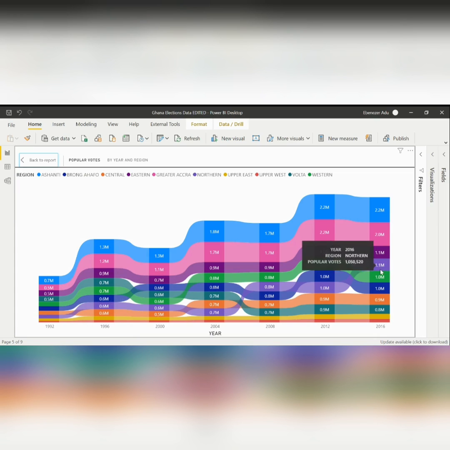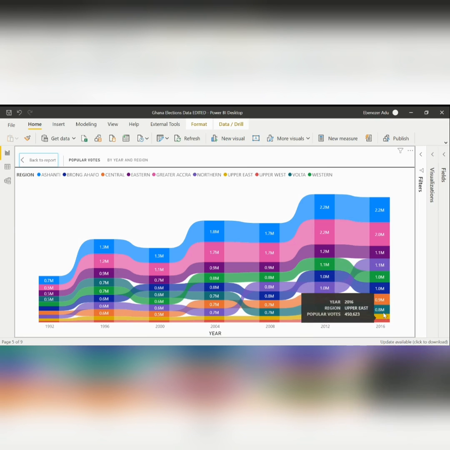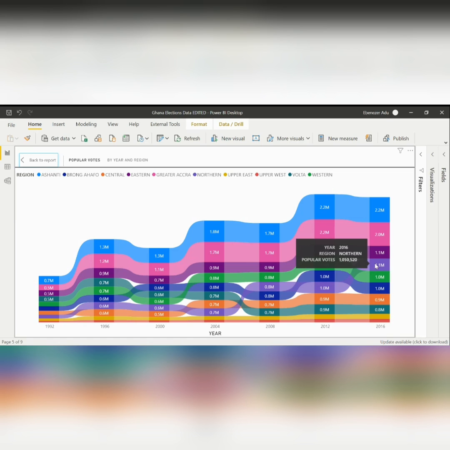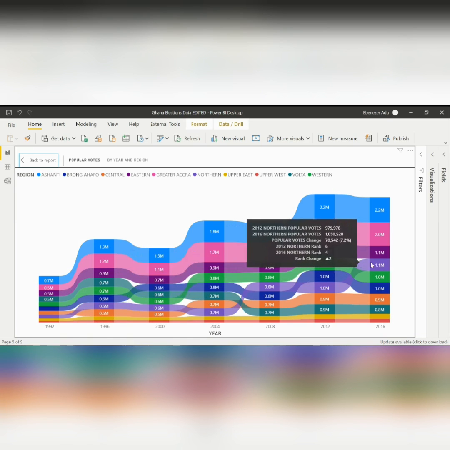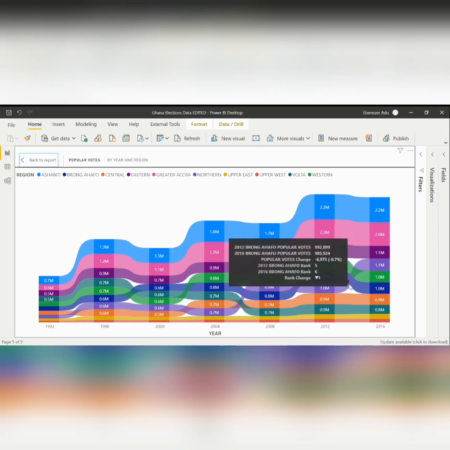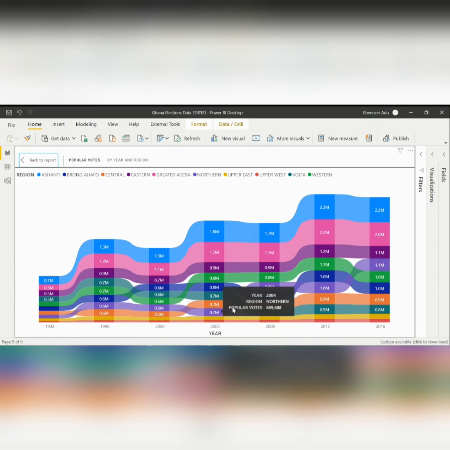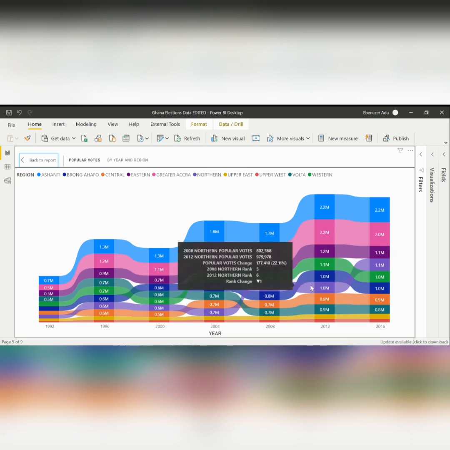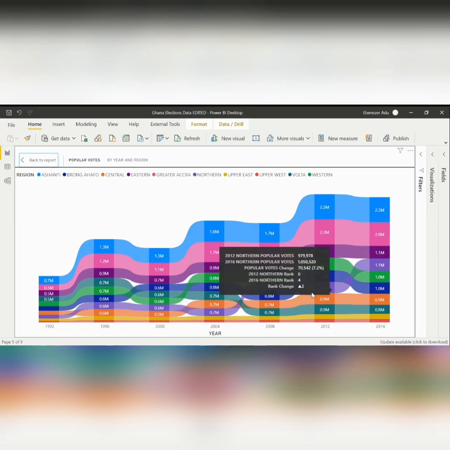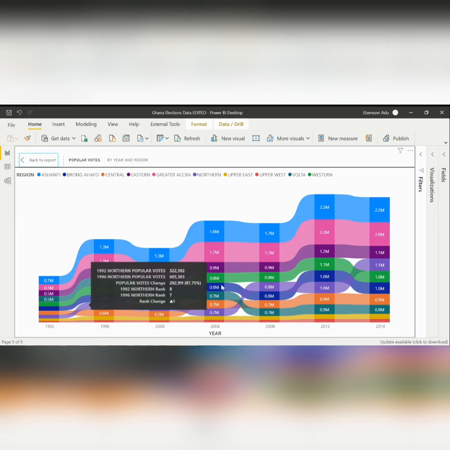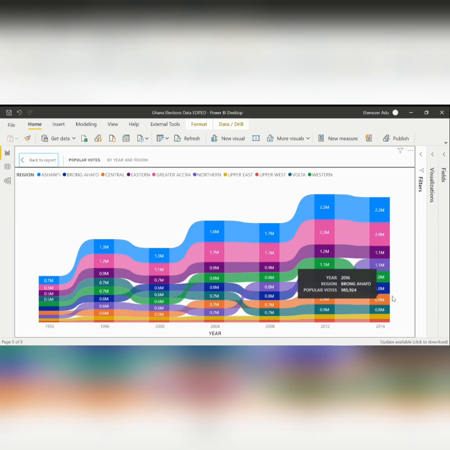But apart from these, 1, 2, 3, 4, 5. The last 2 is always Upper East and Upper West. We'll say that they keep changing in terms of their percentage of the total population. Wow, who was this? Northern now is number 4. It's a majority increase in elections since especially 2004. So in 2008, Northern has been increasing in votes. Brong Ahafo increased and then came down again.